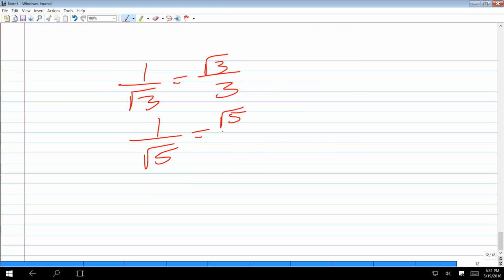Right. And all of the common ones, you're going to get really good at them. In other words, 1 over root 3 is root 3 over 3. 1 over root 5 is root 5 over 5. 1 over root 7 is root 7 over 7. Okay? So with some of these, you're just going to memorize it whether you try or not, and you're not going to have to go through the rationalization process.